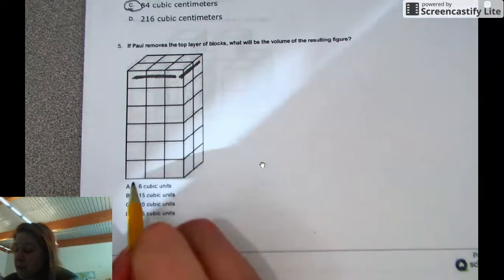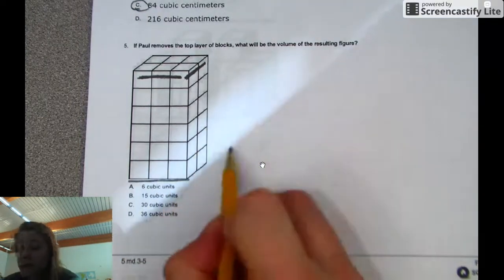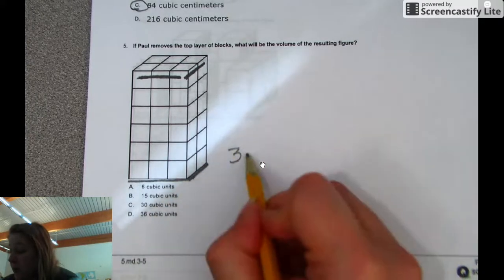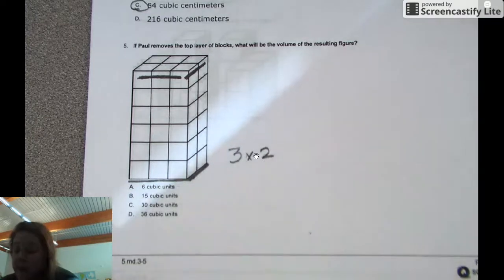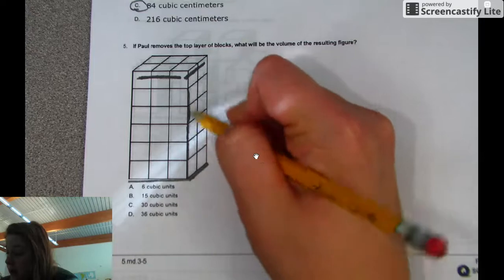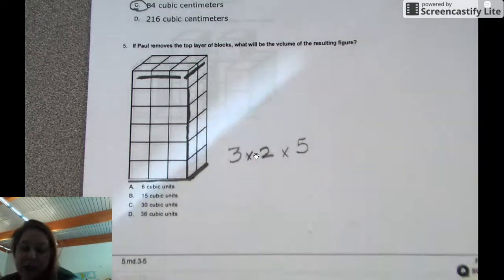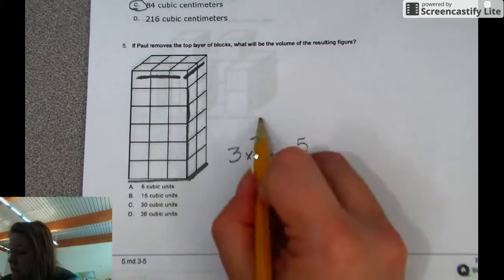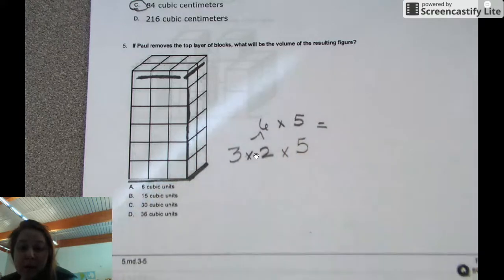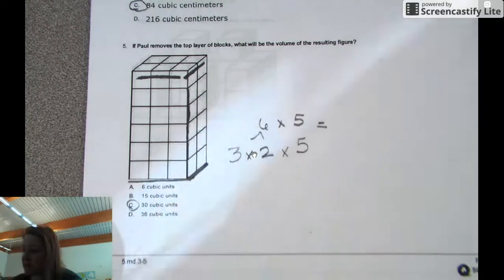So now let's calculate. Here is our width. Our width is 3. Our length is 3. Our width is 2. And now my height will be 1, 2, 3, 4, 5. So when I calculate it that way, 3 times 2 is 6, times 5 gets me 30. So your answer is C.